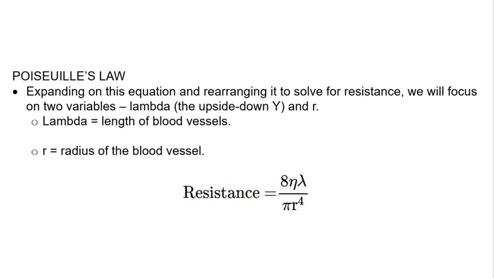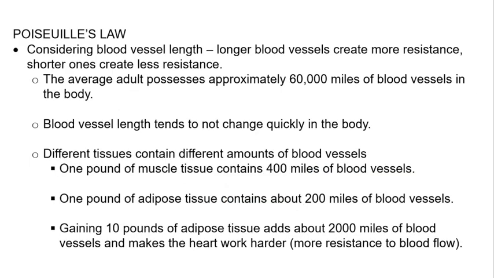We'll examine lambda first. Considering blood vessel length, we see that longer blood vessels create more resistance, and shorter blood vessels create less resistance. The average adult possesses approximately 60,000 miles of blood vessels in the body. Blood vessel length tends to not change quickly in the body, so it is not a variable that can be altered easily in order to change blood pressure and blood flow.